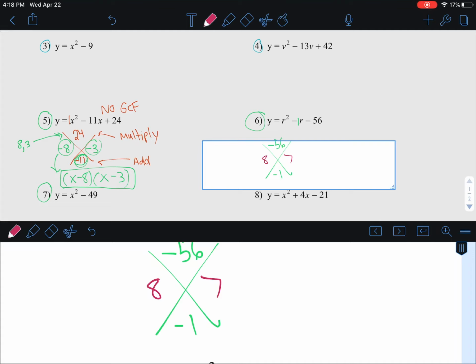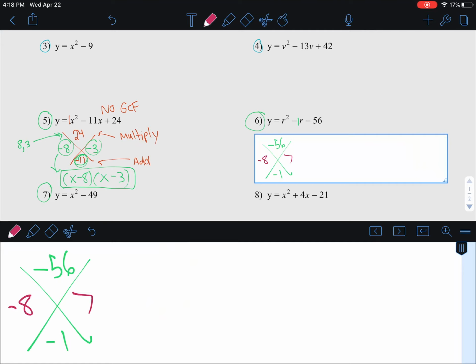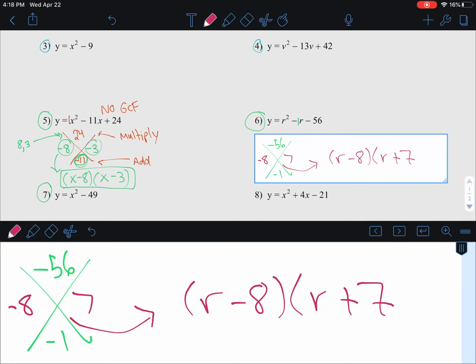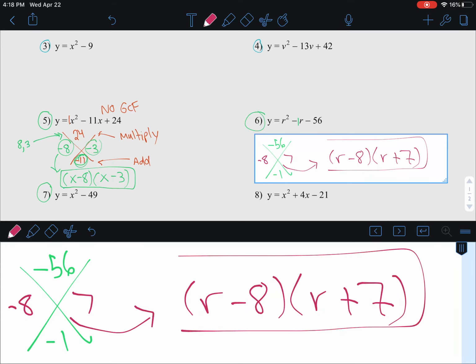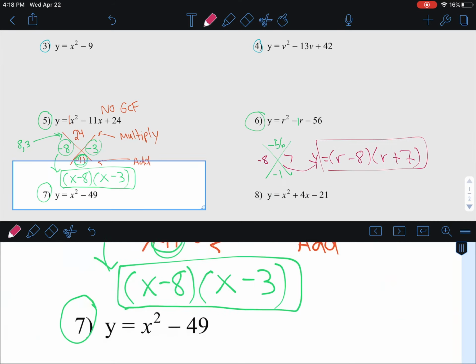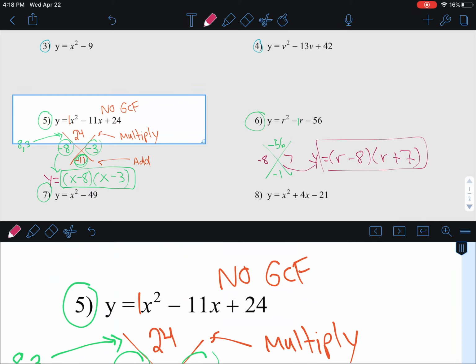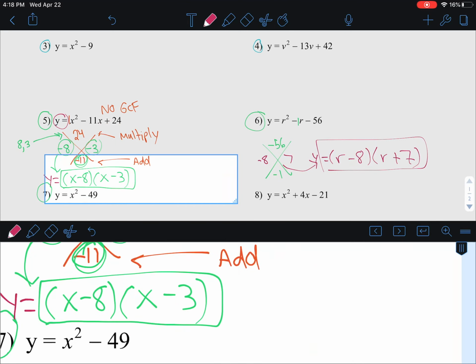Again, if you need to, take out a calculator to mess with the numbers too. You can use decimals.com. But the negative number will have to be 8, so it'll be negative 8. Don't make 7 negative, that's wrong. In this case, since it's r, not x, it'd be r minus 8 and r plus 7. And there's your answer right there. If you want to write y equals, you can if you really want to be technical, because technically it should be y equals. But if you leave it off, no big deal.